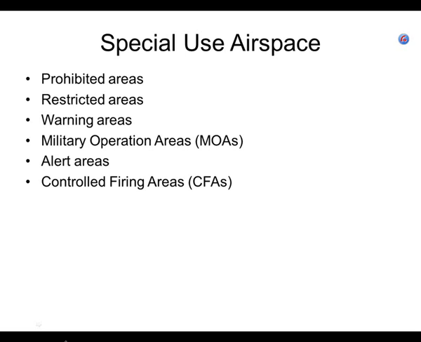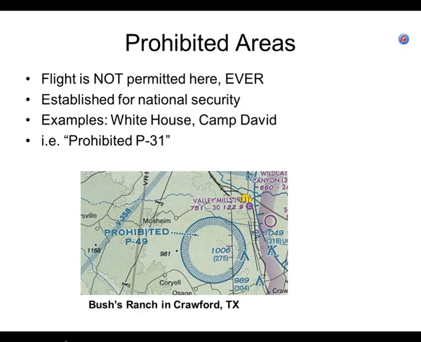Okay. All right, so here we go. Special use airspace. 1, 2, 3, 4, 5, 6. We're going to talk about 6 different types of special use airspaces. We're going to go to the holy mackerel one first, prohibited areas. So prohibited areas are on sectional charts, and they're blue. And you can see they got that line with the funny little lines on it. You have a question, Mr. Flores?